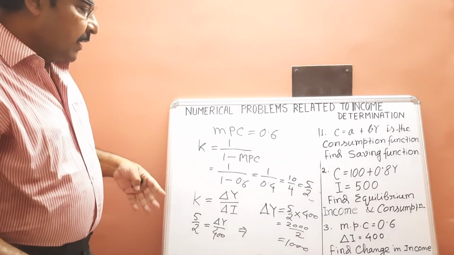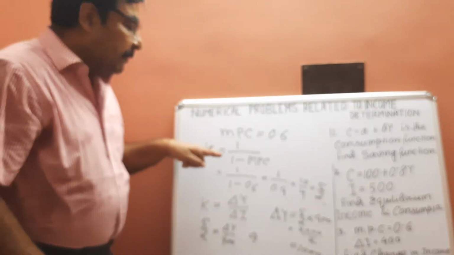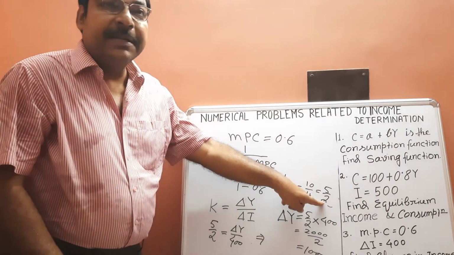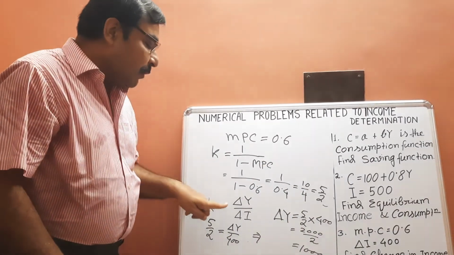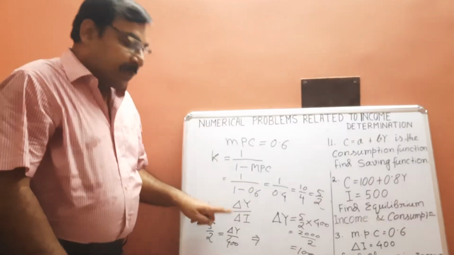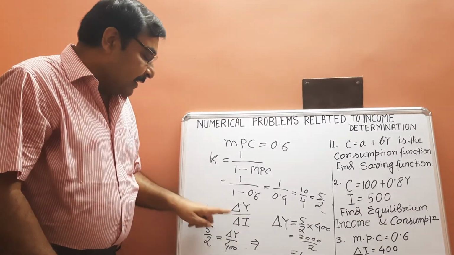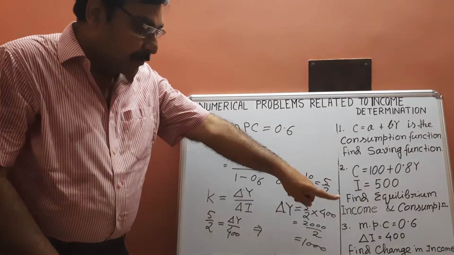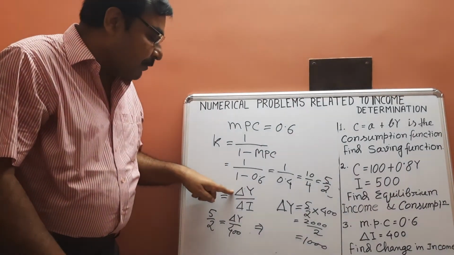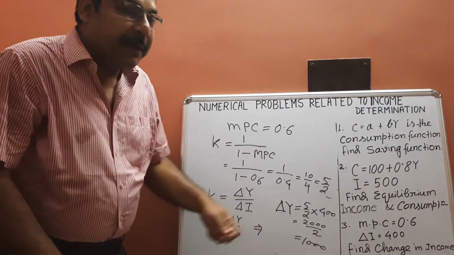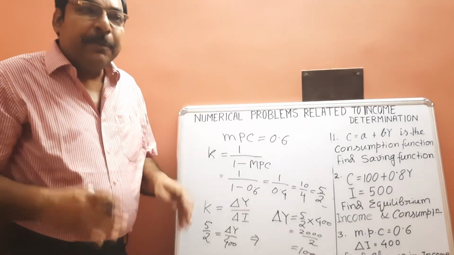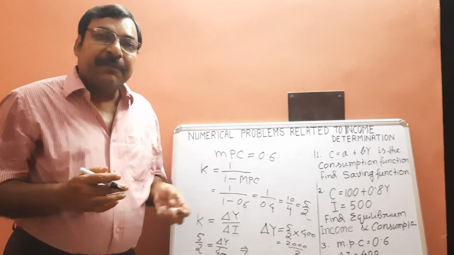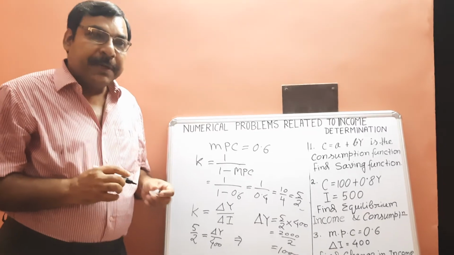So I repeat the whole thing. If MPC is given, with the help of this equation, where there is a relation between MPC and multiplier, you will get the multiplier. Here it is 5 by 2. And you know the original formula of multiplier, delta Y by delta I. So multiplier is equal to delta Y by delta I. The value of multiplier you have already calculated. Now use the value of delta I given to you, 400. You will get the value of change in income, delta Y, that is becoming 1000. This is the procedure to work out the sums. Now I think you will be able to face the questions given in your textbook. So this much today. Thank you.